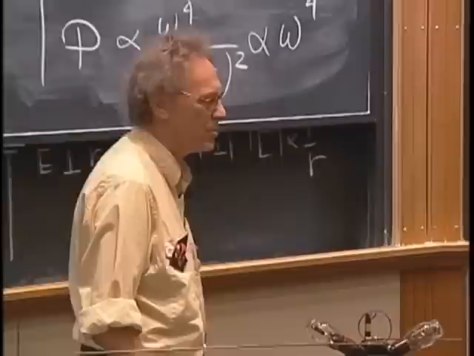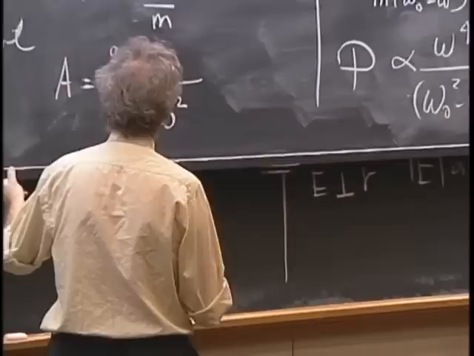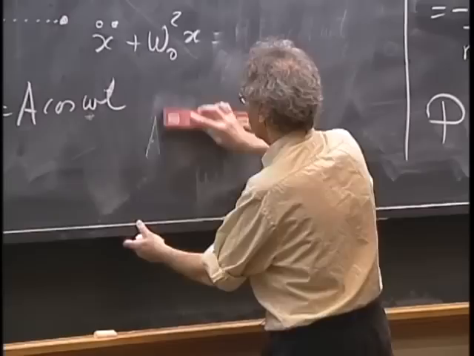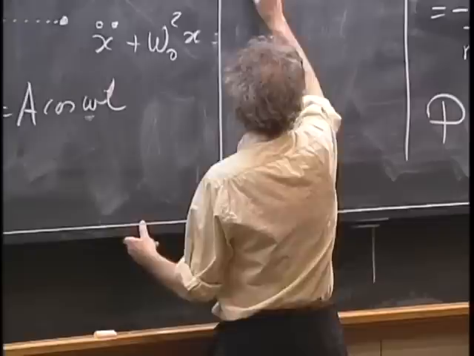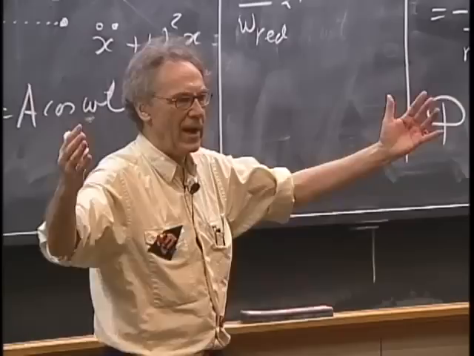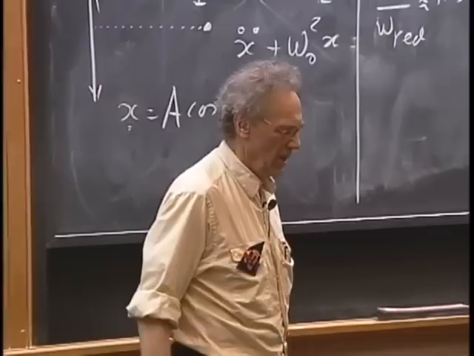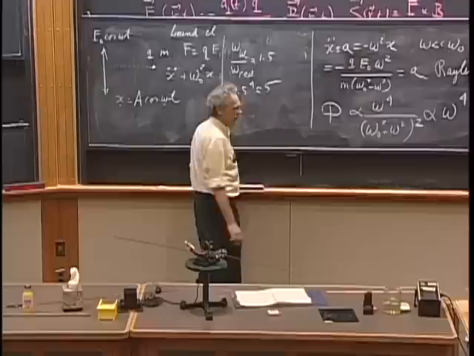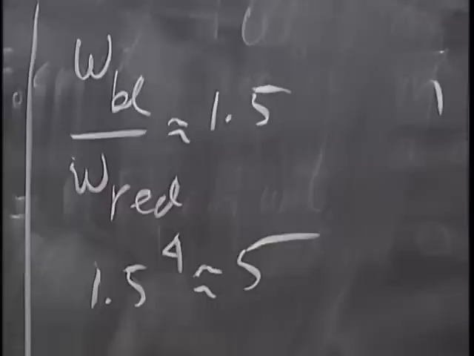And so let me try to stay on the center board then and show you what the difference is in frequency. So omega blue divided by omega red is approximately 1.5, taken on either side of the spectrum, about 6,500 angstroms is red and 4,500 angstroms is blue. And that means that 1.5 to the power 4 is about 5. And so the blue light has a 5 times higher probability to be scattered than the red light.